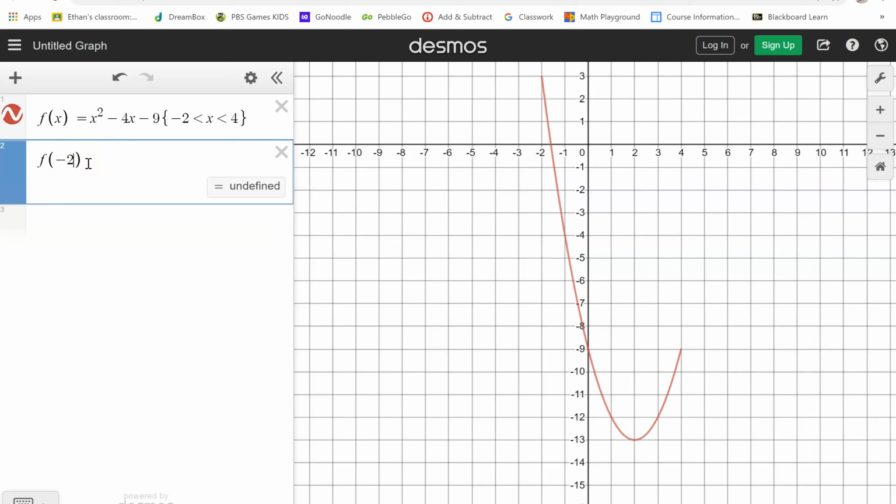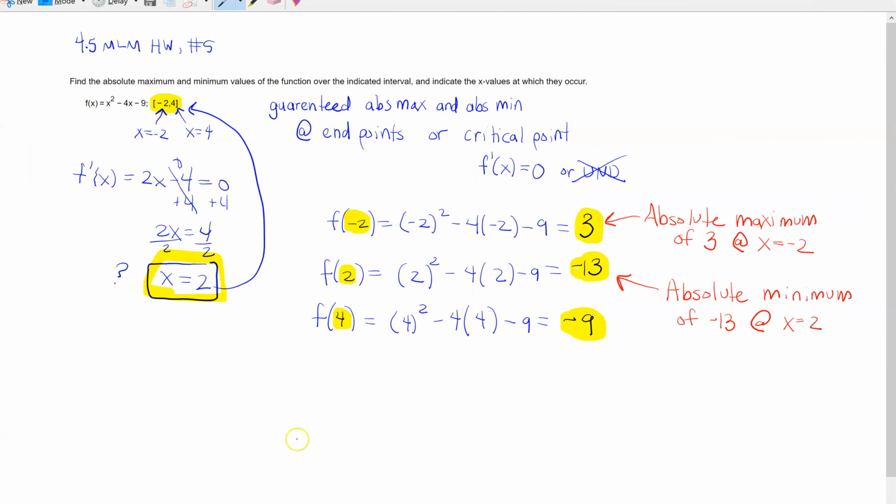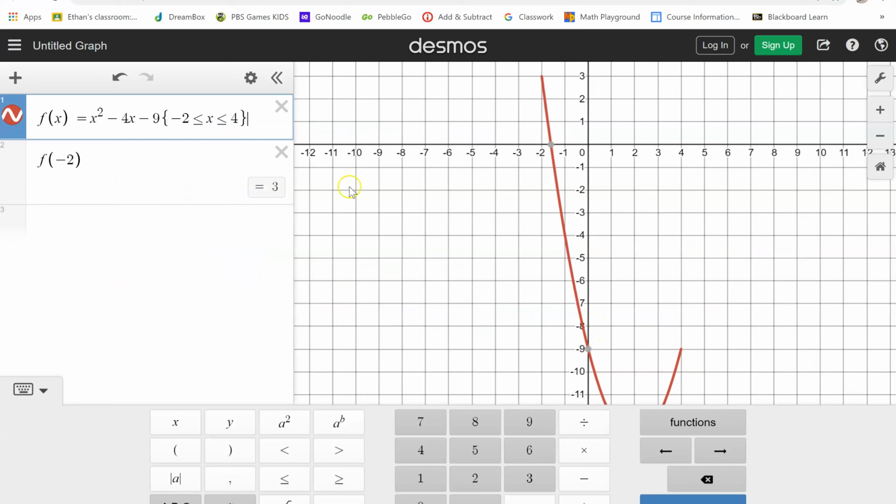Oh, it's undefined because I forgot to put greater than or equal to signs. I didn't include the -2 and I didn't include the 4. And coming back here, we add brackets. It's a closed interval, so I need to include -2. X can actually be -2, and I need to include +4 because x can actually be +4. So I need to use less than or equal to signs there when I was doing Desmos. Okay, and then when I plug -2 into my function, it had a height of 3.